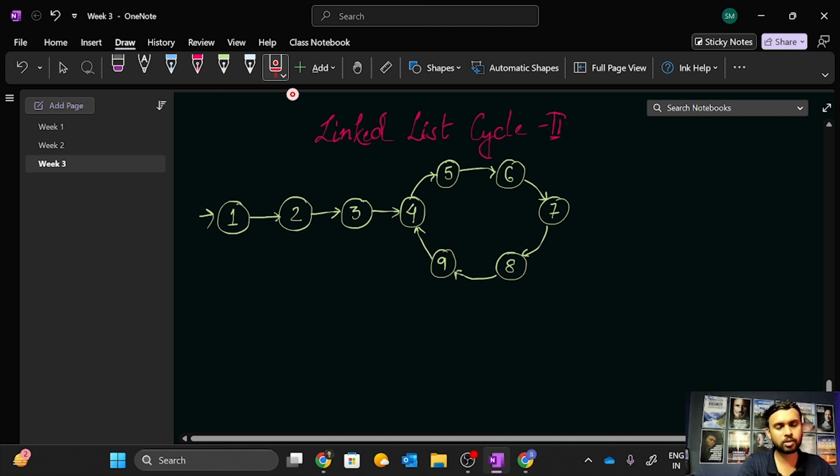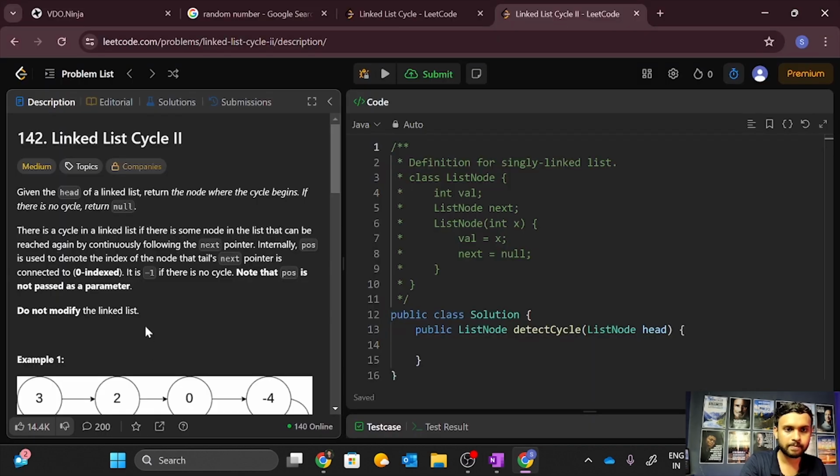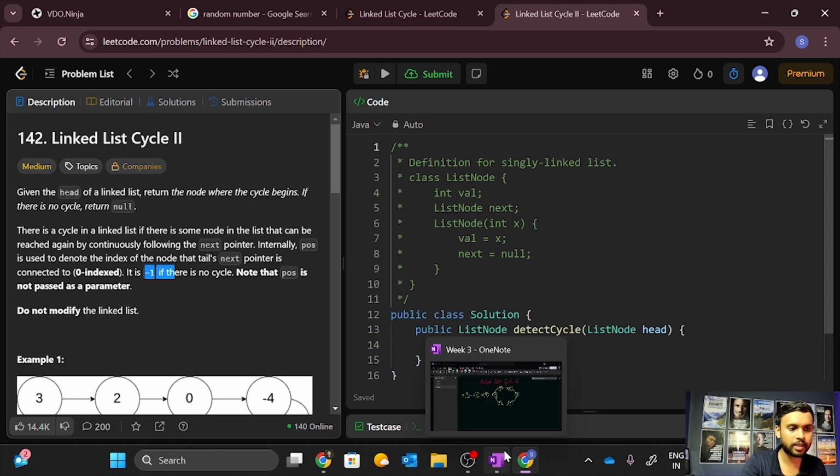Over here 4 is the location from where the cycle is starting. So obviously it is quite similar to the previous question. Also, there are cases where there are no cycles. Over there we need to return -1. If there is no cycle, we need to return -1. Okay, that part is clear.